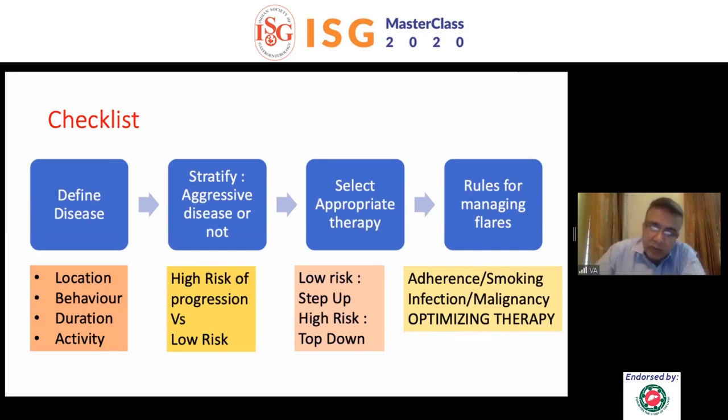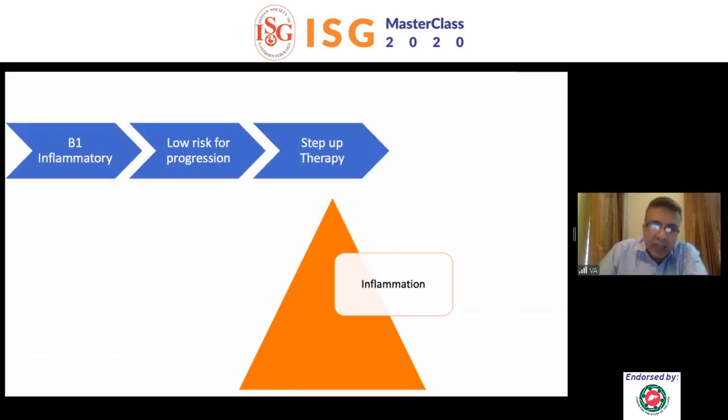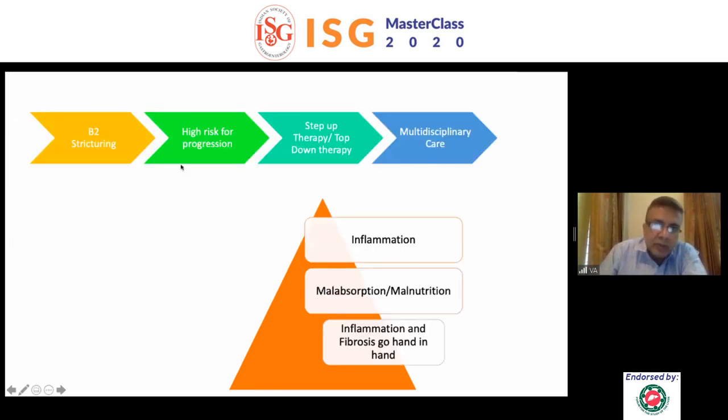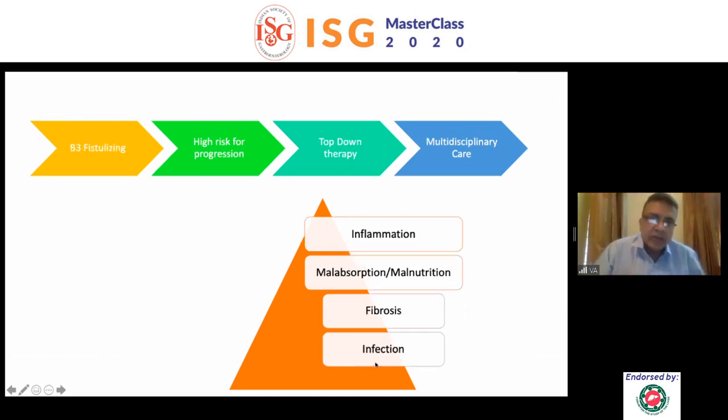And optimization, I've told you, for individual agents, azathioprine as well as biologics. B1, remember, has a low risk for progression, so step-up therapy is fine. Inflammation is the main component of it. B2, remember, has a high risk for progression. So you may go for top-down therapy. You can also use step-up therapy, but multidisciplinary. Here, along with inflammation, you have fibrosis and you have malabsorption. Unless you tackle all these 3, you will not treat the patient well.